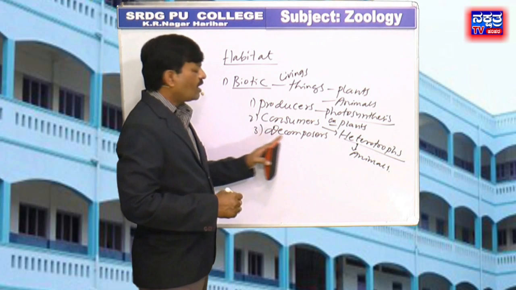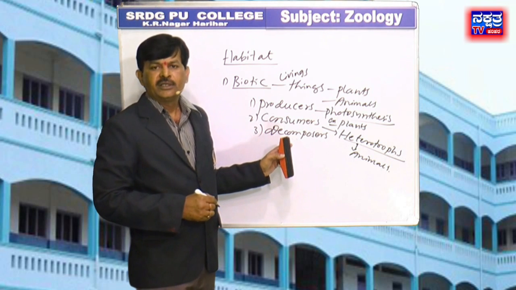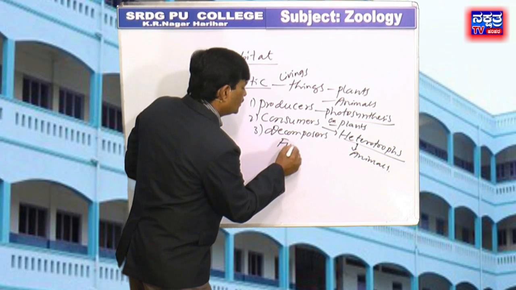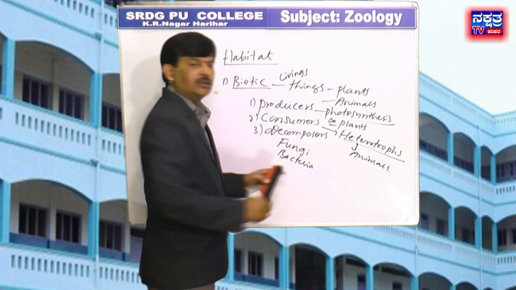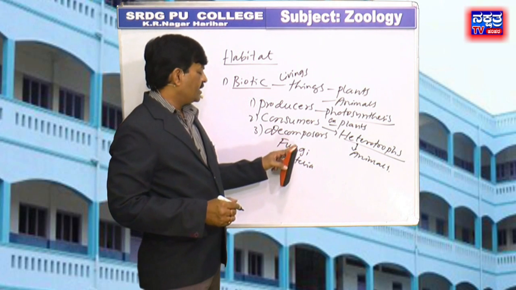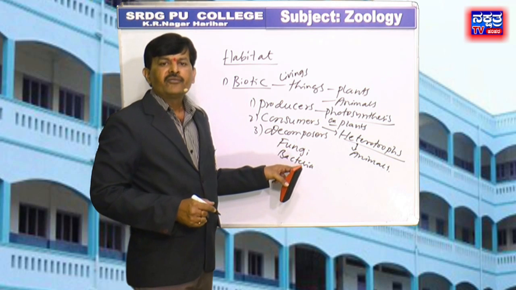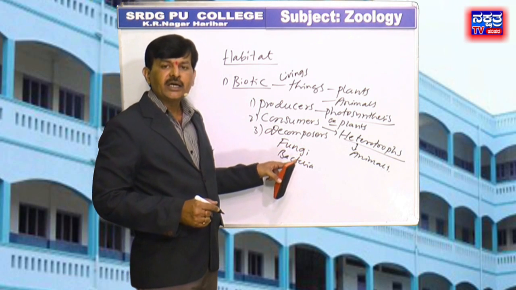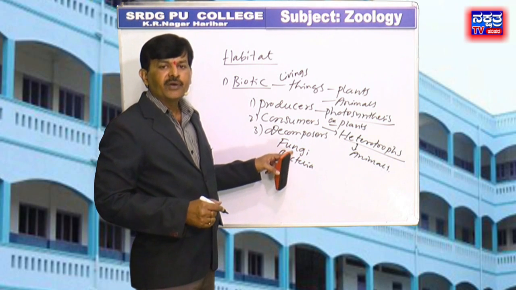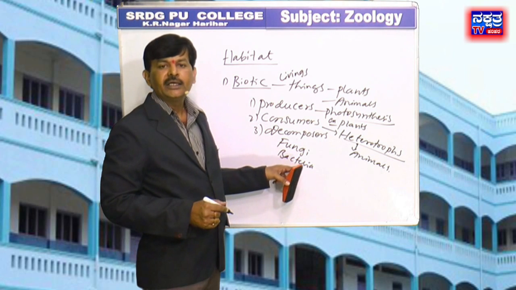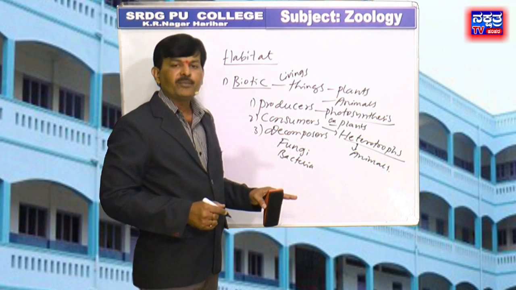Similarly, decomposers. Decomposers are called the detritivores. Example, fungi and bacteria. These organisms, fungi and bacteria, break down chemicals from producers and consumers into simpler forms, from which they can get their food. This is all about the decomposers.